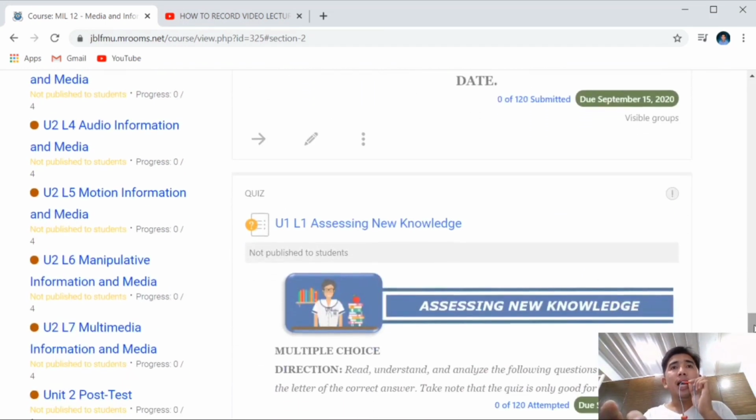Next, assessing new knowledge. In assessing new knowledge, class, always remember that this is always recorded and graded. So I will record this, and this will be one of the components of your grade.